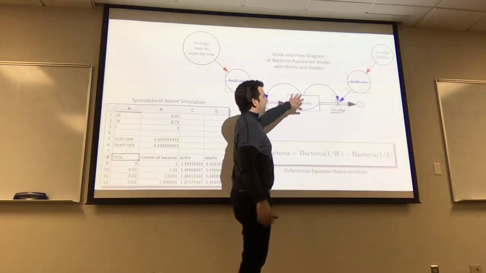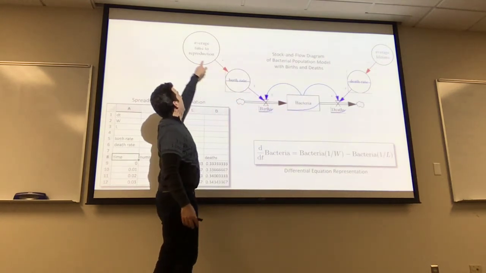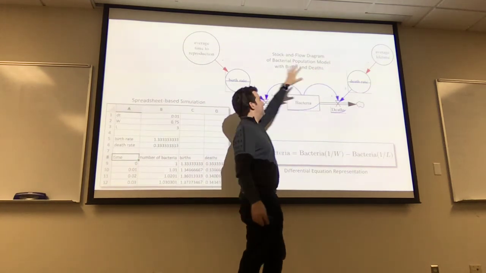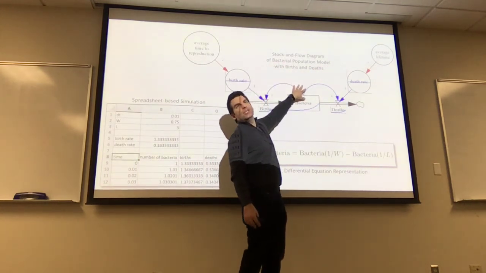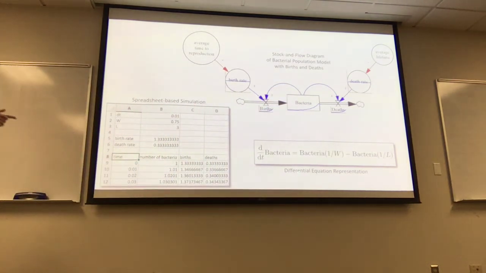So I've got a bacteria stock, I've got an inflow of births, there's a birth rate and an average time to reproduction, there's a death rate and an average lifetime. This is the stock and flow version of the spreadsheet that you just saw implemented over here. And that is the calculus based in a differential equation, but all three of these things are identical.